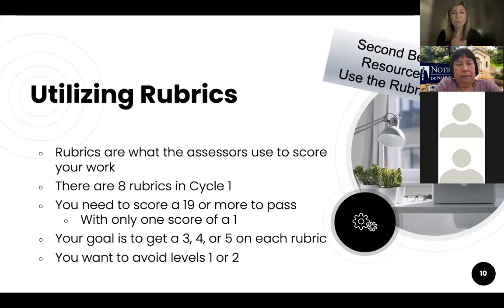There are 8 rubrics in cycle 1. They are exactly what assessors use to score you. It's very transparent. They are looking for specific things. They're going to look at your work: do I find this, yes or no? And then they go on. So you really want to know what you're being scored upon.